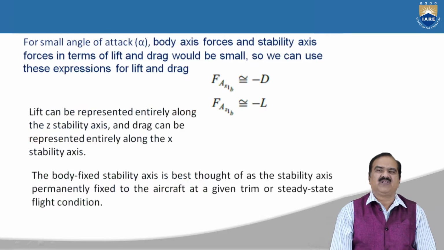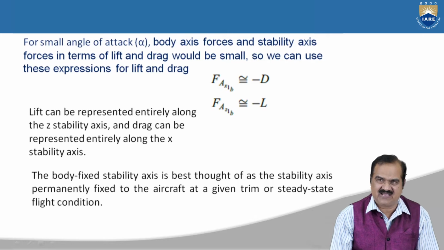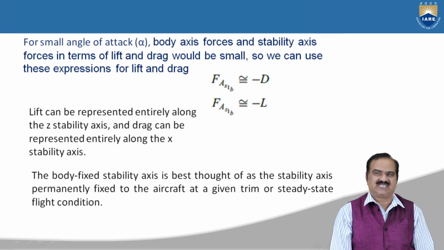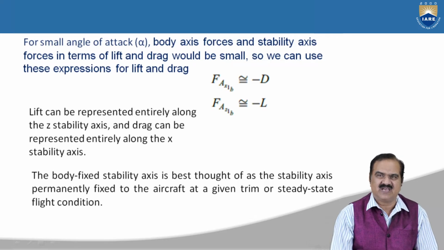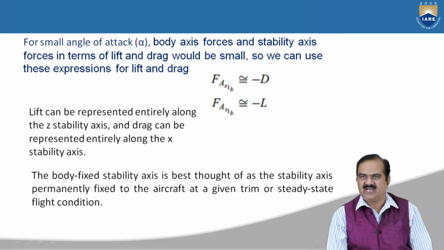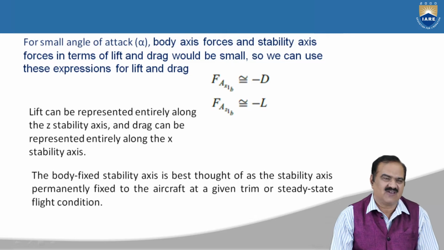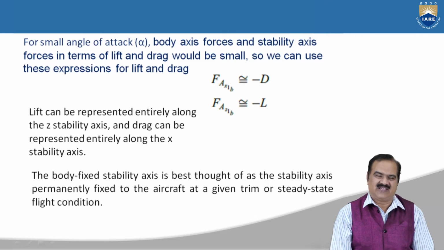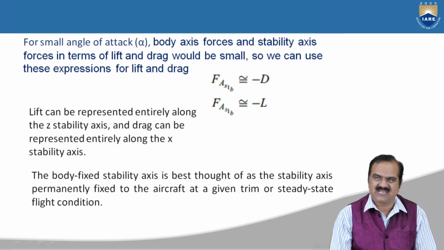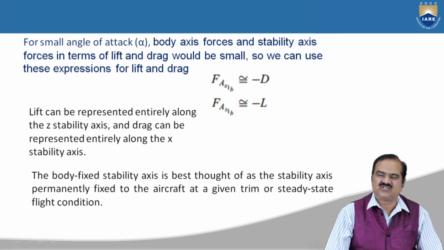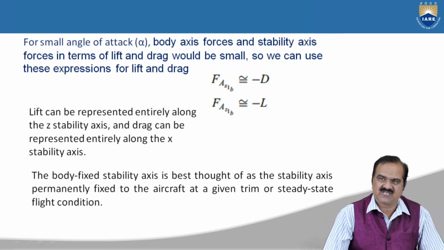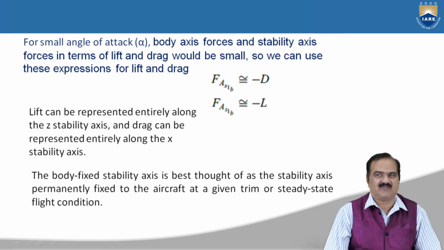So in this previous one, for a small angle of attack, body axis forces and stability axis systems are considered in terms of lift and drag would be very small. So we can use this expression for the lift and drag. So what are these expressions? It is Fax1b is equal to minus D, where D is a drag force and it is opposite to the positive x direction. So it is a minus.